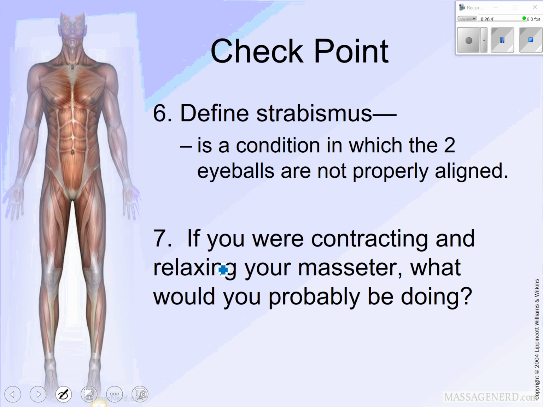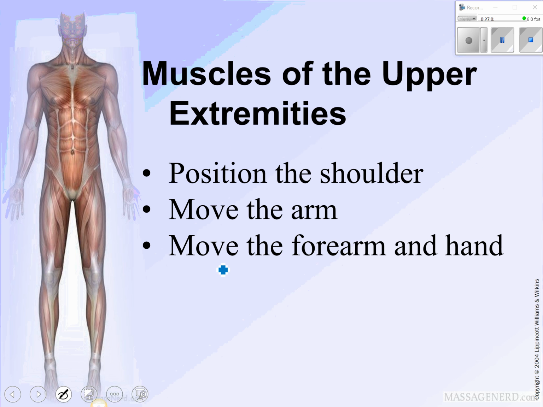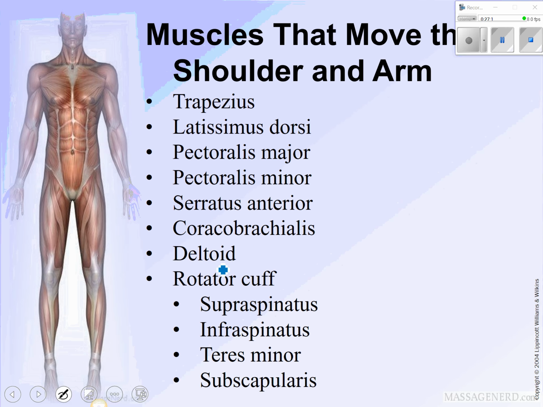Number 7, if you're contracting and relaxing the masseter muscle, what would you probably be doing? That means you would be chewing and eating if you were moving the masseter muscle, contracting it. Position of the shoulder, movement of the arms, and movement of the forearm and the hand, or the muscles of the upper extremities actions. This right here is the outline of the muscles we're going to go over on the next few slides.